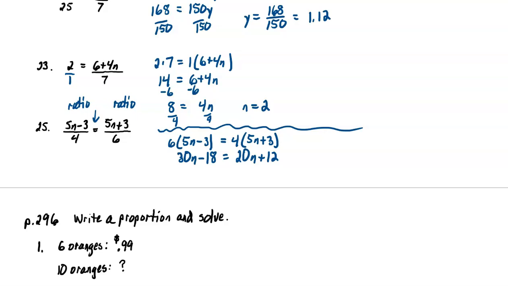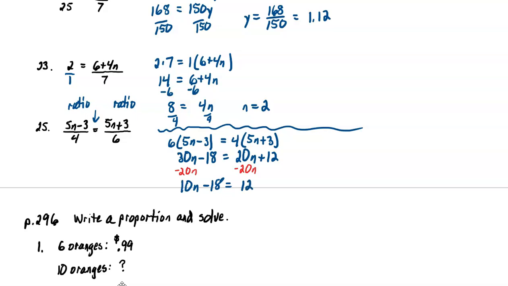Now we have an equation. It doesn't have any fractions anymore, but it has the variable n on both sides of the equals. We don't want that. We want the letter n to only be on one side. So we could subtract the 20n from both sides. 30n subtract 20n creates 10n. On the right side, now there's only a 12 there.